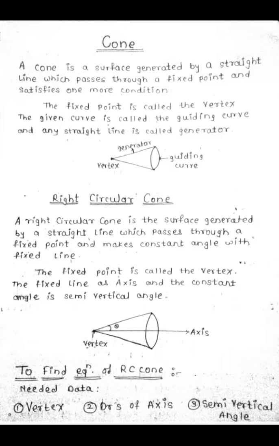I repeat, we require three data. The first is the vertex. Second is the direction ratios of the axis. And third is the semi-vertical angle. If these three are given, then you can find the equation of a cone. If any one of them is missing, then try to find the missing information and then come to find the equation of right circular cone. Take an example.